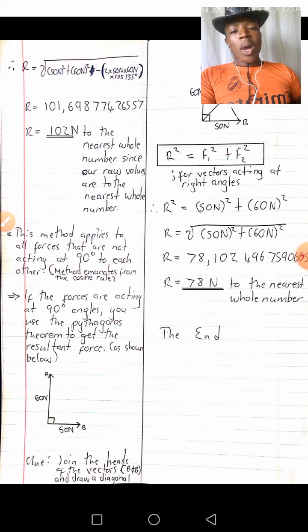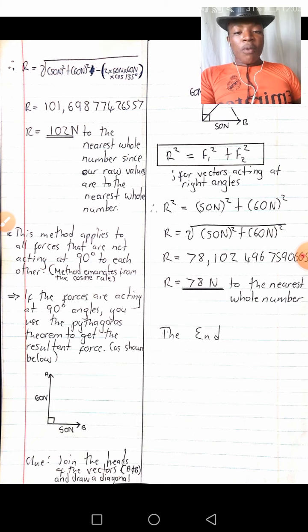Therefore, R is equal to 101.69877426557. R is therefore finally equal to 102 Newtons to the nearest whole number. Since our raw values are to the nearest whole number, we look at our raw values, 50 Newtons, 60 Newtons and 135 degrees. They are all expressed to the nearest whole number. This method applies to all forces that are not acting at 90 degrees to each other. The method emanates from the cosine rule, so I would dare you to go look at the cosine rule to understand this better.